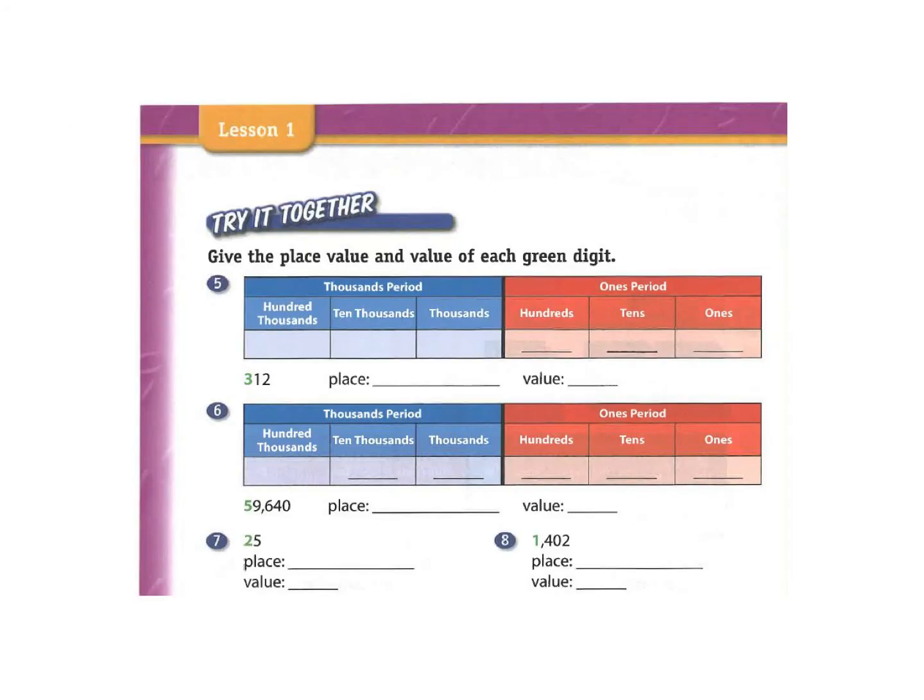All right, look at the next one. So again, for the instructions, now we're on the next page, page 10. Give the place value and the value of each green digit. So we have to first fill out the chart. 312 looks like this in the chart. The place is the hundreds, so we would write in hundreds. And the value of that is 300 because there's a 3 digit in the hundreds place.